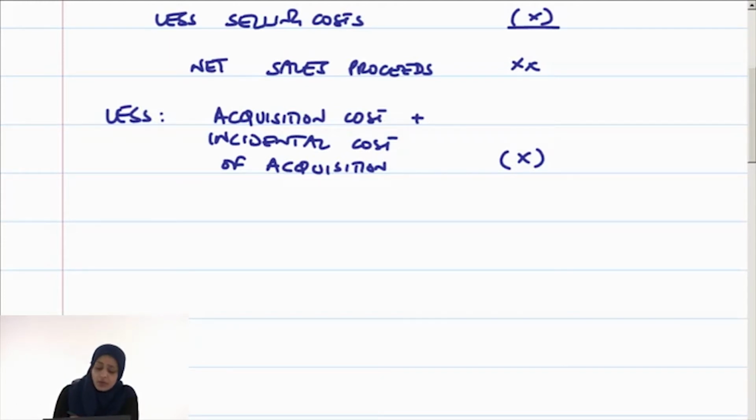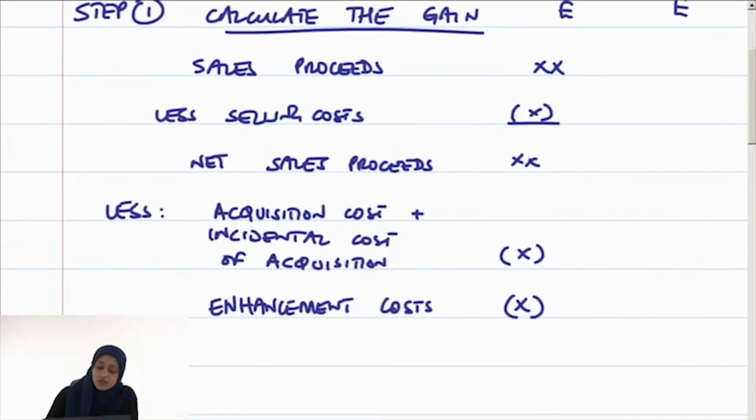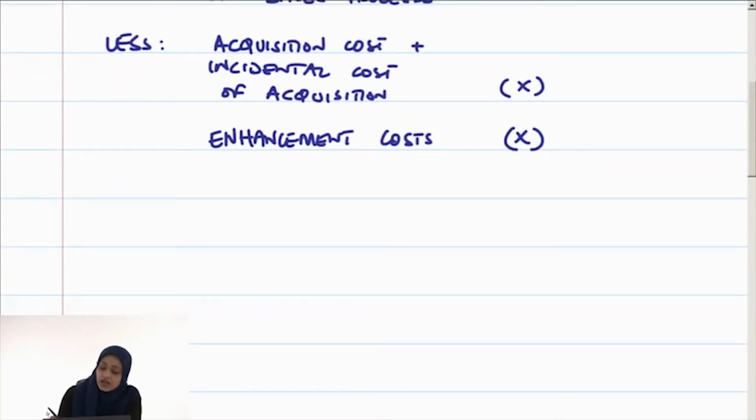The next allowable expenditure we can have is enhancement costs. So, for instance, having any extension done to the property or having any enhancement done to the property. Notice that this does not include repairs. Here, the enhancement costs are capital costs. The costs have to be capital in their nature. Once we deduct this, we get the capital gain on the disposal.